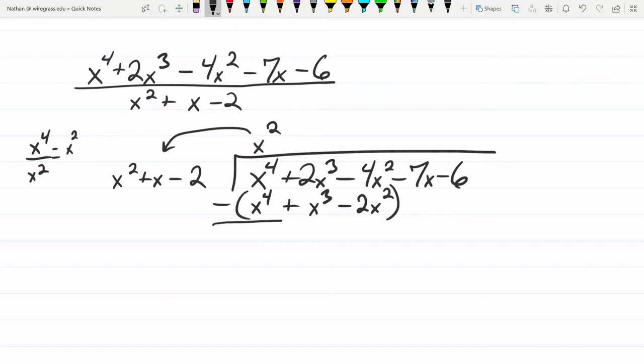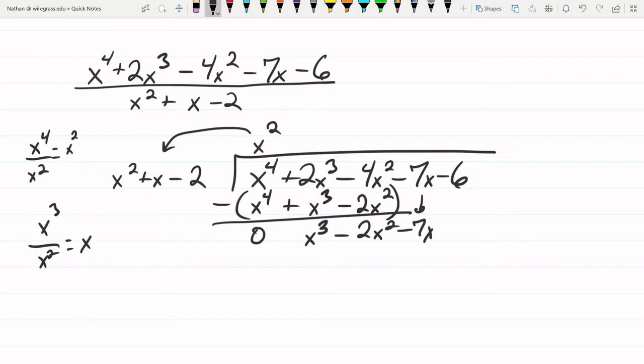And we subtract, giving us 0, 2x squared minus x, 2x cubed minus x cubed is x cubed. And then negative 4 plus 2 is negative 2x squared. Bring on the next term. Divide again. X cubed divided by x squared is x. And multiply it in. X times x squared is x cubed. X times x is x squared. And x times negative 2 is negative 2x. And subtract.